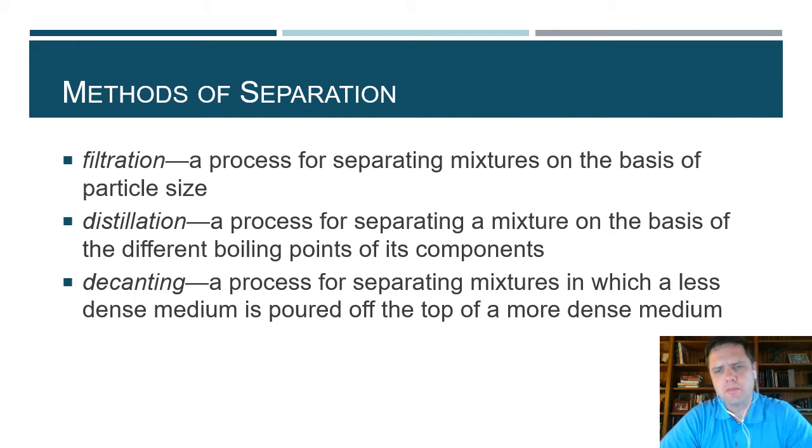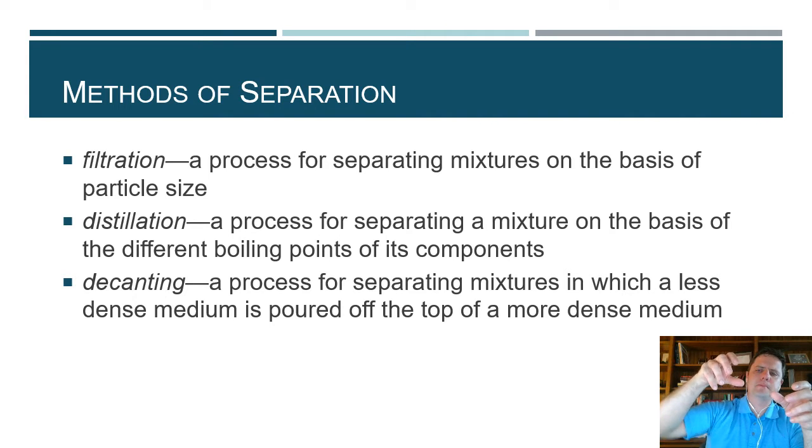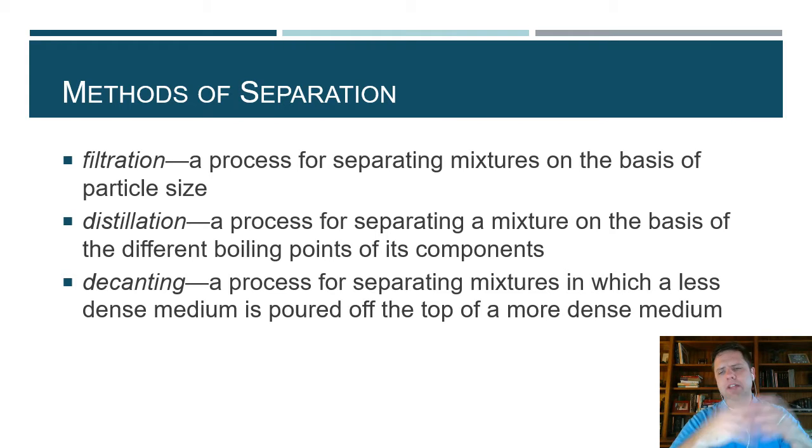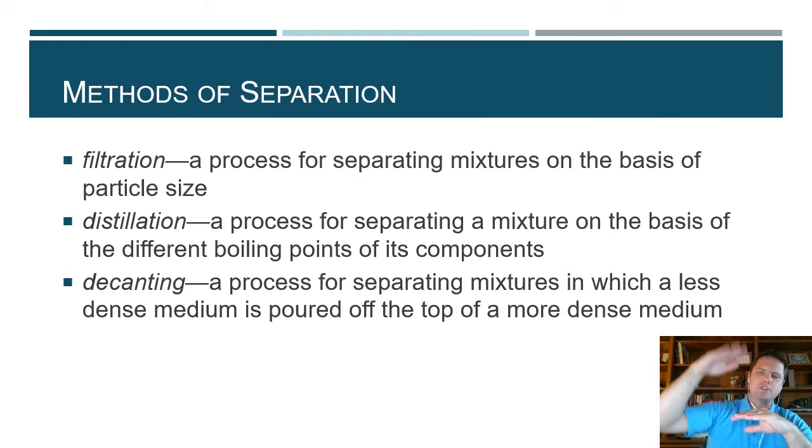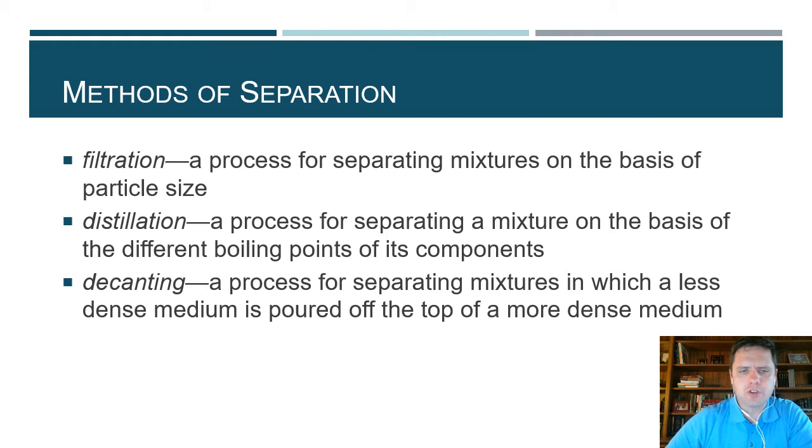Now, decanting is a process for separating mixtures in which a less dense medium is poured off the top of a more dense medium. So if we had, for example, a mixture of oil and water, we could allow them to separate, let the oil come to the top, and then pour that off carefully until we've gotten pretty much just the oil off, and then leave behind the water. So that's decanting. You can do that whenever there are different densities in a mixture. You can just pour off the less dense and keep the more dense in the one jar.